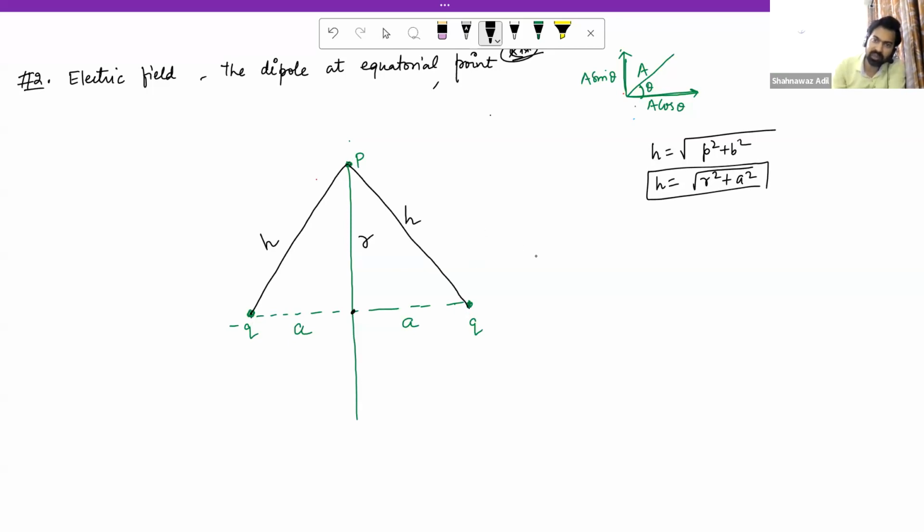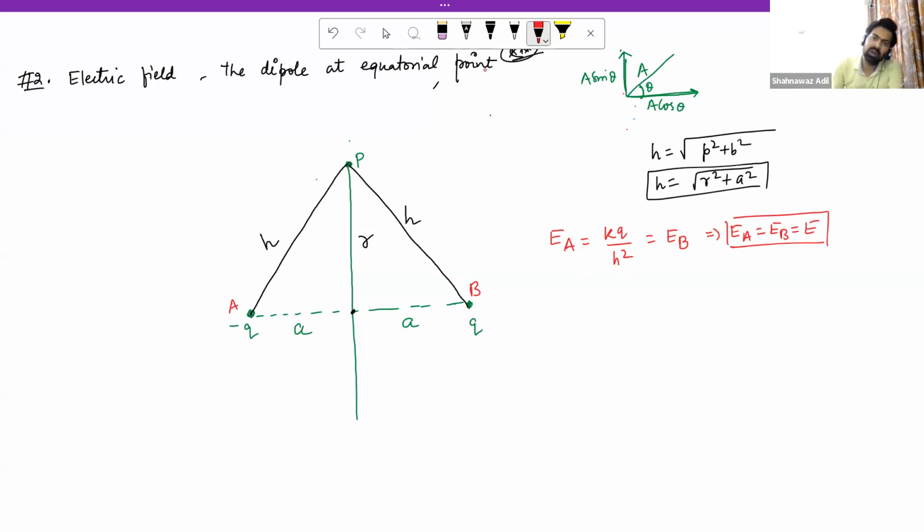Magnitude of the electric field would be, let's say that this is A point, this is B point, and this is P point. So magnitude of electric field due to A would be KQ by H square, because this is the separation between them. And this is also equal to EB. EB is also KQ by H square, because charge is Q and separation is H. So EA and EB are equal, and I write it E.